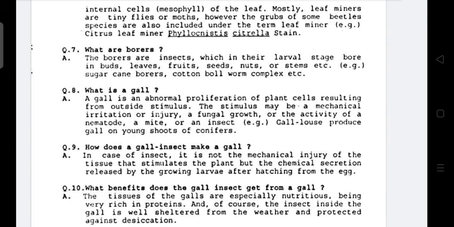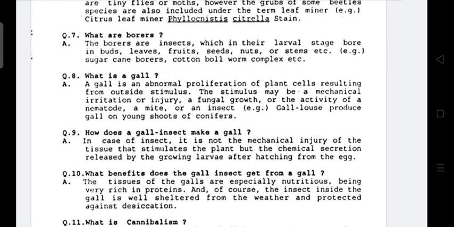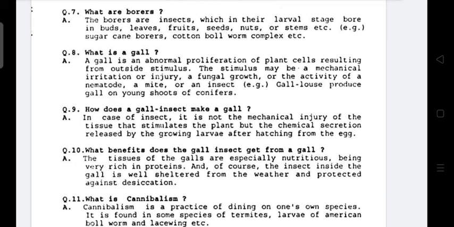What is a gall? A gall is an abnormal proliferation of plant cells resulting from an outside stimulus. This stimulus may be a mechanical irritation or injury, or fungal growth, or the activity of a nematode, a mite, or an insect. Gall wasps produce galls on young shoots of conifers.